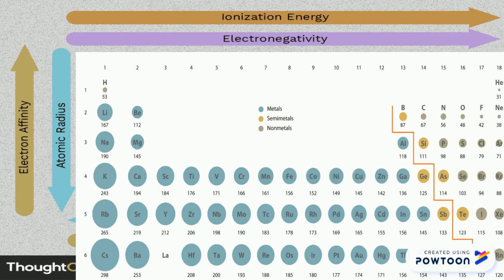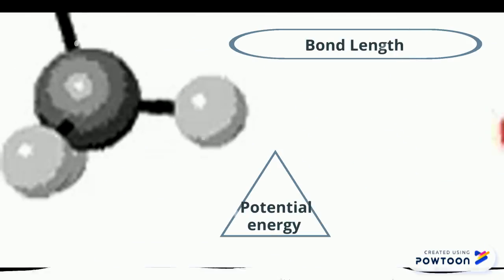Notice the radius of each atom is not the same. They are different, and they increase down the group and decrease across the period. The affinity or craving for electrons, which is electronegativity, also differs, decreasing down the group and increasing across the period on the periodic table.